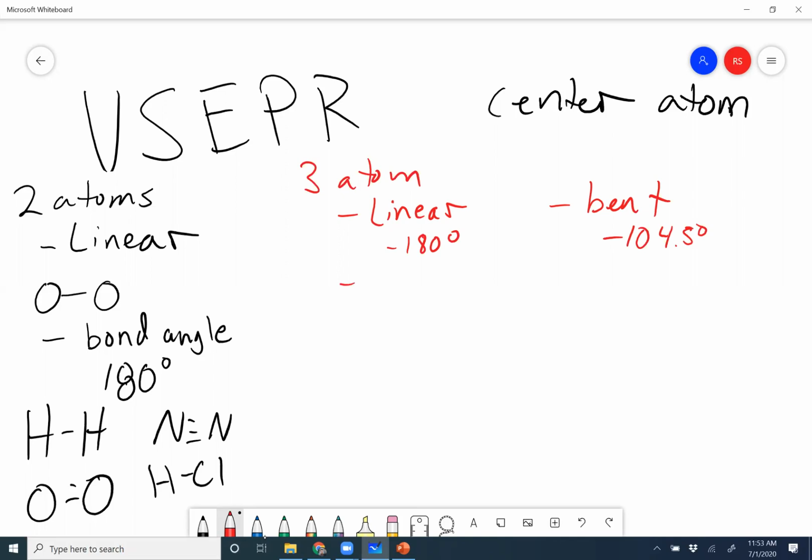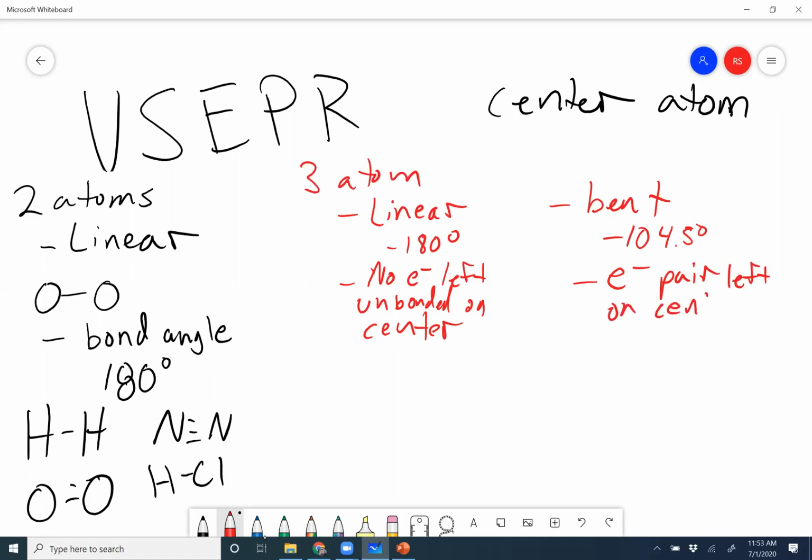So what is the difference? Well, it's all about the center atom. And so no electrons left unbonded on center is what causes it to be linear, and then electron pairs left on center is what causes it to be bent. So what's the difference here? Well, let me show you.